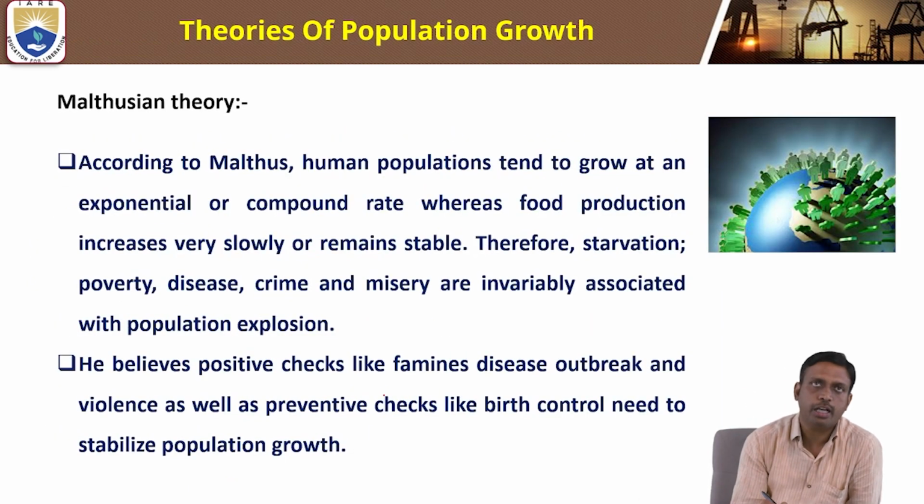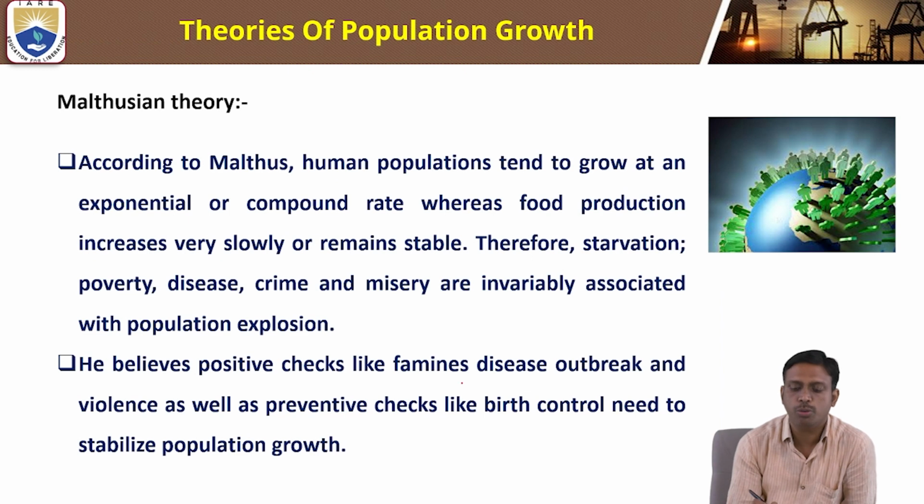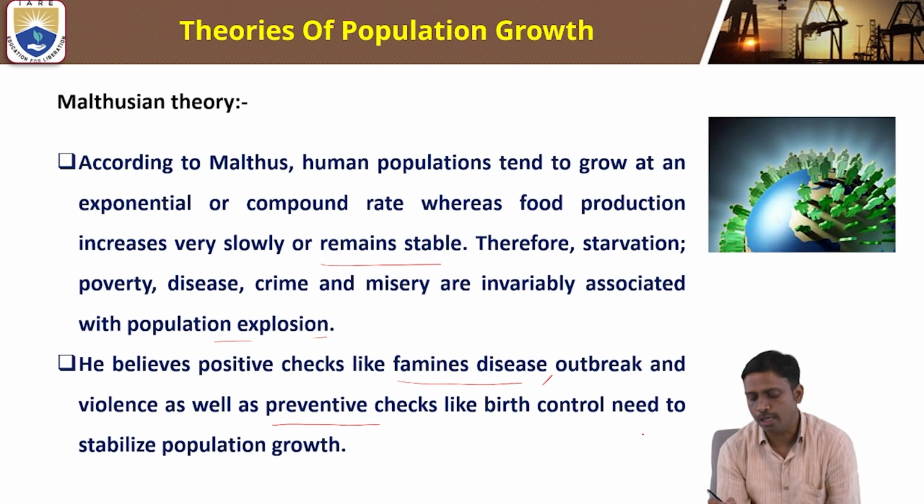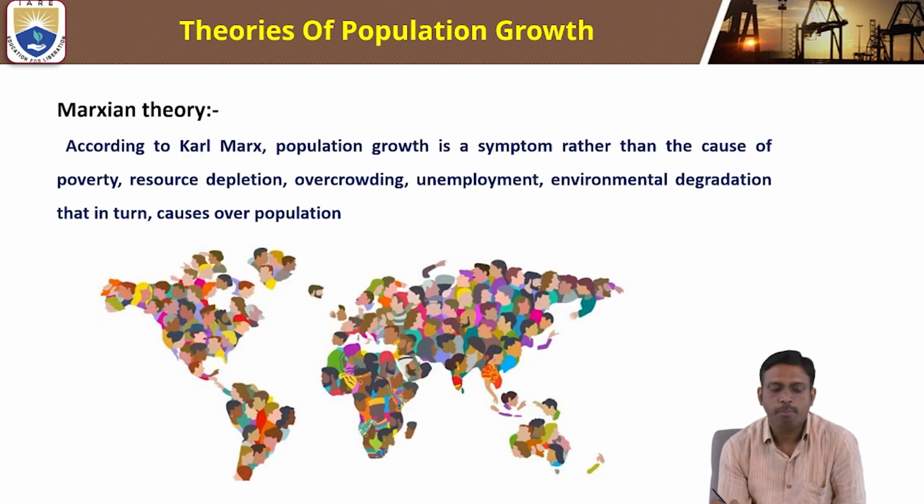Malthusian theory: according to Malthus, human population tends to grow at an exponential or compound rate, whereas food production increases very slowly or remains stable. Therefore, starvation, poverty, disease, crime and misery are inevitably associated with population explosion. It believes that positive checks like famines, deaths, outbreaks and violence, as well as preventive checks like birth control, are needed to stabilize the population growth.